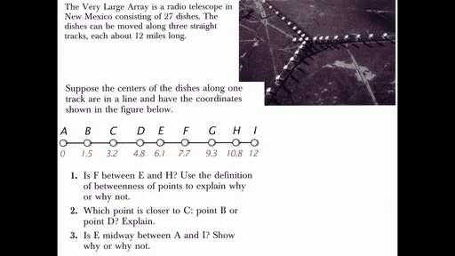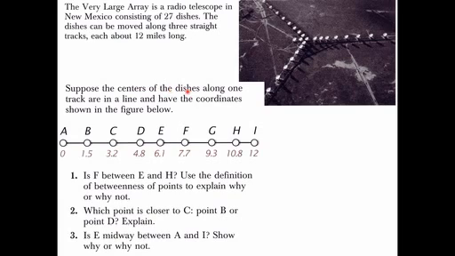So, very large array, radio telescopes in New Mexico. Pretty weird, but they're set up according to a pattern. I can see a few things there that we might be looking at. We've got some points in a line there, maybe the definition of betweenness of points, the theorem. Looks like we've got some angles in there. I'm seeing a couple of obtuse angles. Any supplementary angles in there? Doesn't look like it. Linear pairs, vertical angles. All this is in this chapter.